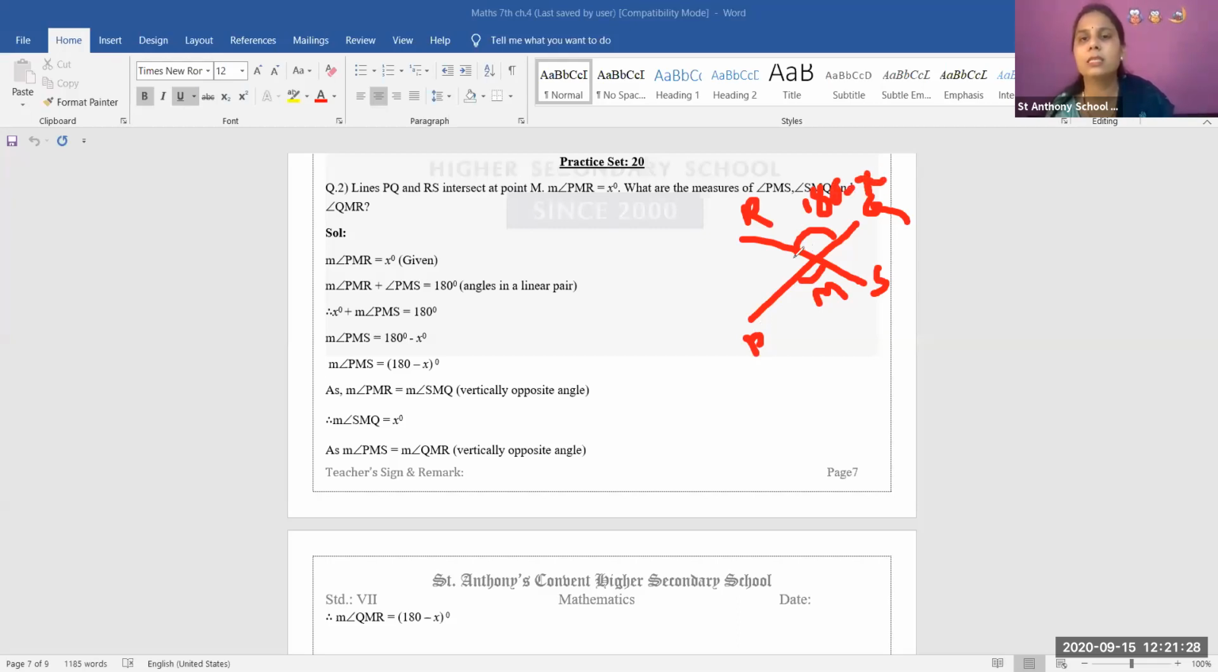So in this case, this angle was given, that is PMR is equal to x degrees. Now here, these two angles are in a linear pair. So 180 minus x is equal to PMS. If PMR is equal to x degrees, so SMQ is also equal to x degrees. If PMS is equal to 180 minus x, so RMQ is also equal to 180 minus x. Okay, clear everyone? Now move to the next sum.